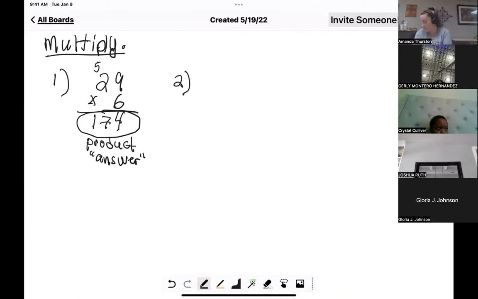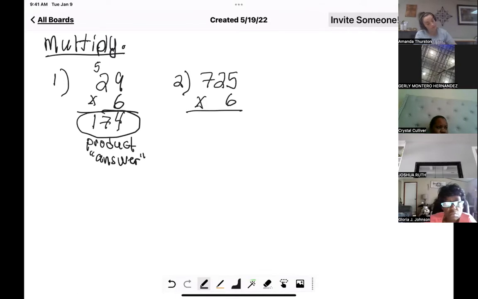Two. 725 times 6. Now, I'm going to do it 2 ways to sort of show you how you use distributive property. But let's do it the traditional way. 6 times 5 is 30. 6 times 2 is 12, plus 3, 13, 14, 15. 7 times 6 is 42. Now, notice what I just said. I didn't say 6 times 7. I said 7 times 6 because of that commutative property.